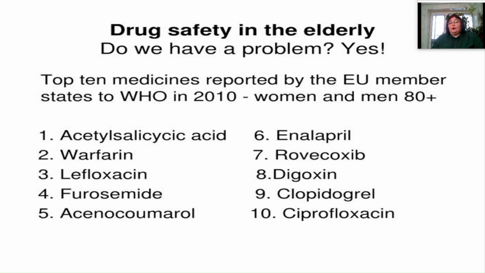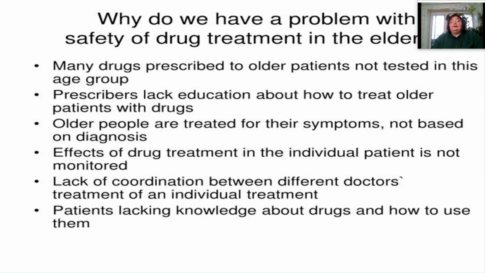Do we have a problem? Yes, we have a problem. Top 10 medicines reported by EU member states in 2010, women and men 80 and more: acetylsalicylic acid, warfarin, levofloxacin, furosemide, acenocoumarol, enalapril, rofecoxib, digoxin, clopidogrel, and ciprofloxacin. Why do we have a problem with safety of drug treatment in the elderly?